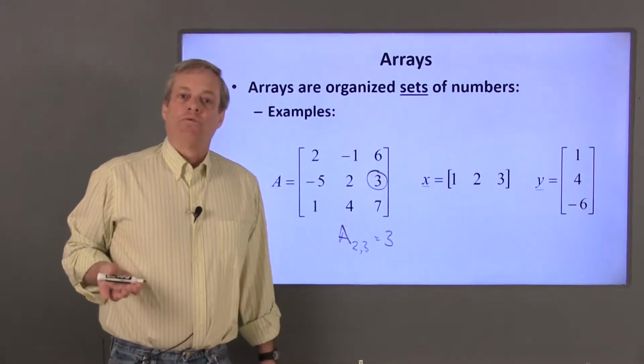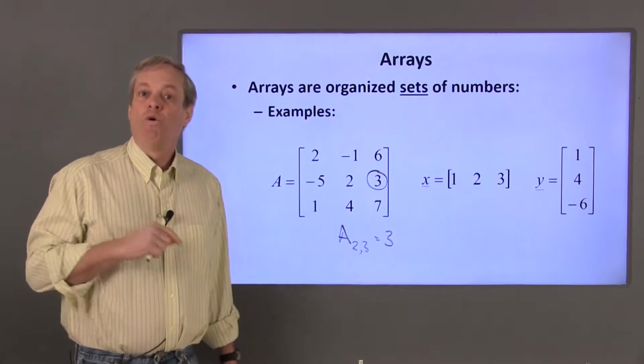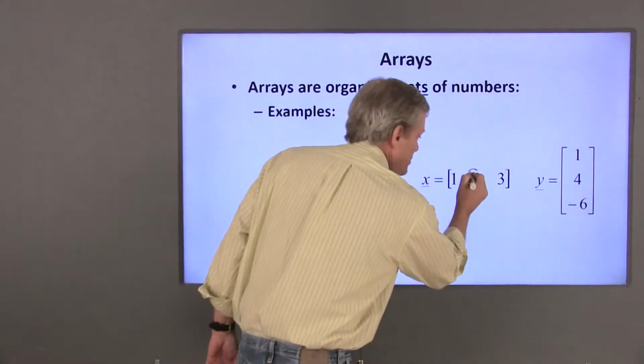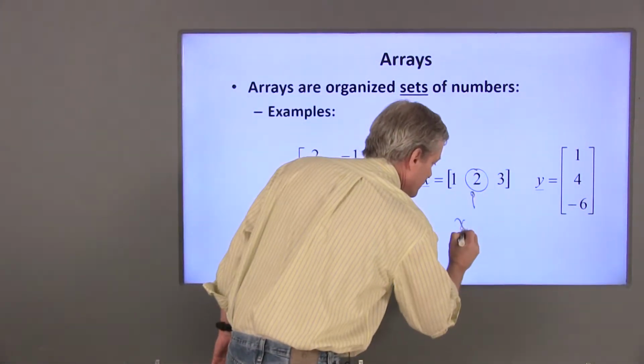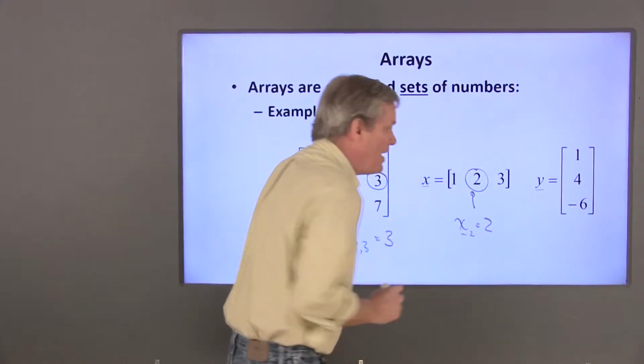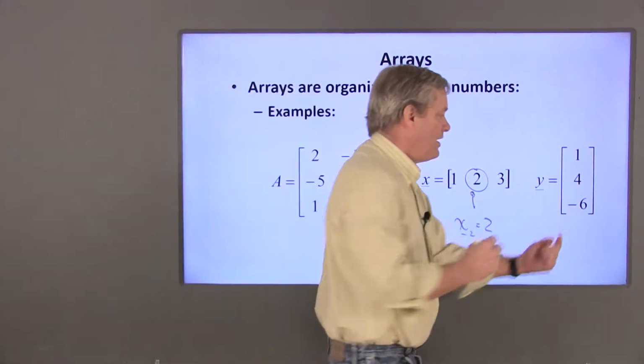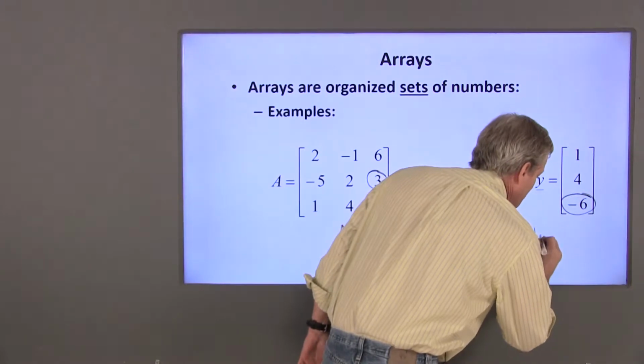Elements in one-dimensional arrays are generally referred to with only one subscript. So x sub 2 is 2. And y of 3 is negative 6.